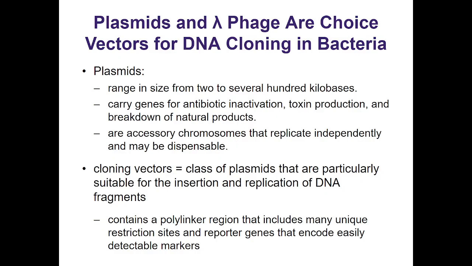Okay? The cloning vectors, these are going to be the class of plasmids that are particularly suitable for the insertion and replication of DNA fragments. They're going to contain a polylinker region that includes many unique restriction sites and reporter genes that encode easily detectable markers. In case you're wondering, yes, there are E. coli that have specifically been evolved and grown to do this with. Okay? They're usually patented, by the way. So like a specific lab would have a patent on them.